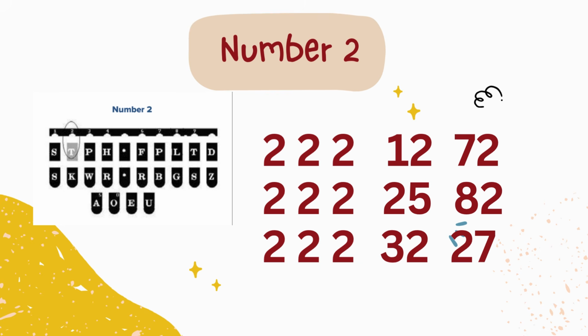Okay, let's try to practice. Just like the rules with the previous numbers that we have learned, we will apply them here. Ready, start. 12, 25, 32, 72, 82, 27. How was the practice? Let's proceed to another number.